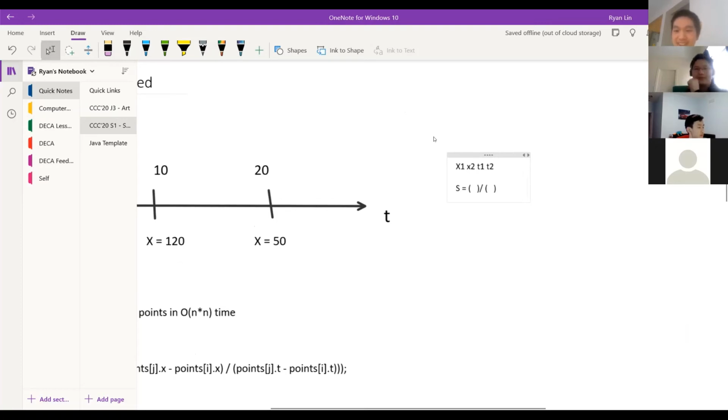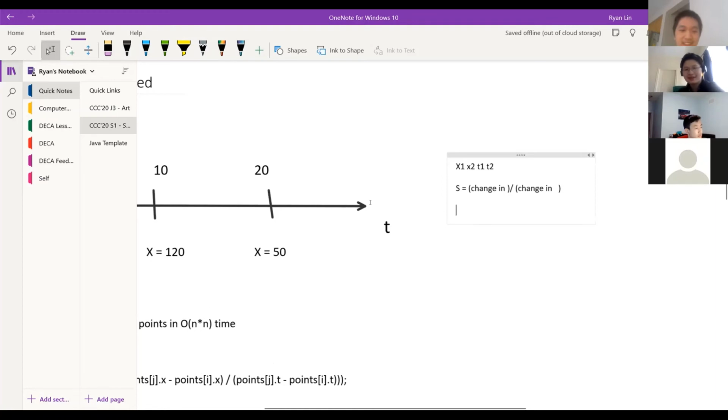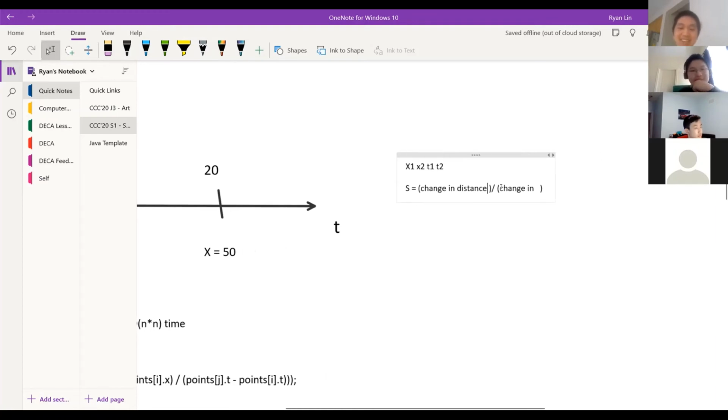Does anyone know the formula for speed? Change in what over change in what? Maybe I'll help you out. Distance over time. Okay, great. So change in distance over change in time. This is something you probably learned in math before, right?